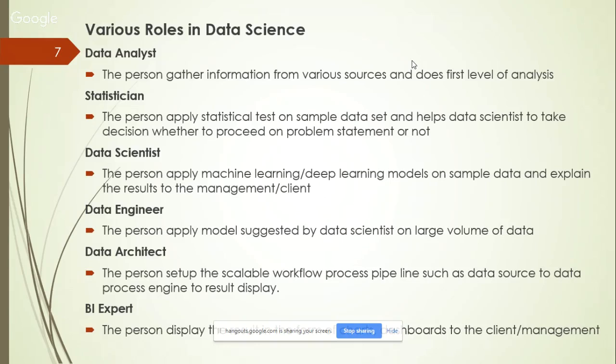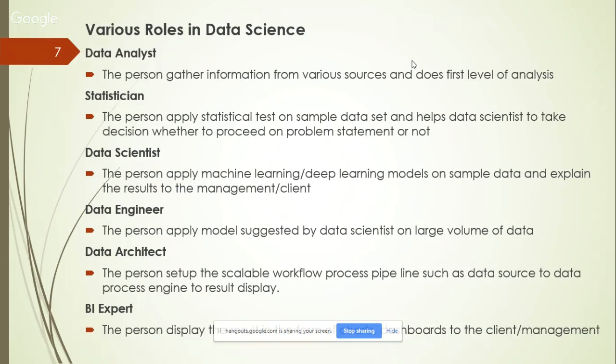Then comes the BI expert. According to me, the BI expert is a magician. The BI expert is a person who actually tells the story to the management, to the client. So whatever work the data analyst, statistician, scientist, engineer, and architect have done, ultimately it boils down to what result they get. Now the whole thing comes here: what result to show to the customer, and how to make our customer or the client understand the result. This is where the BI expert comes into the picture.